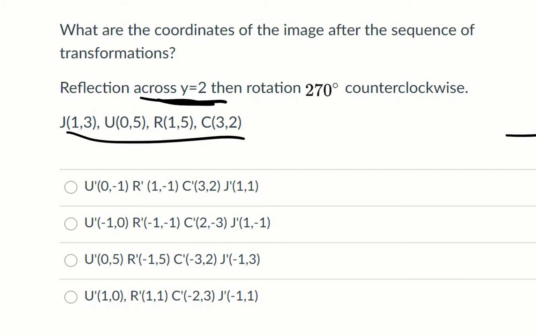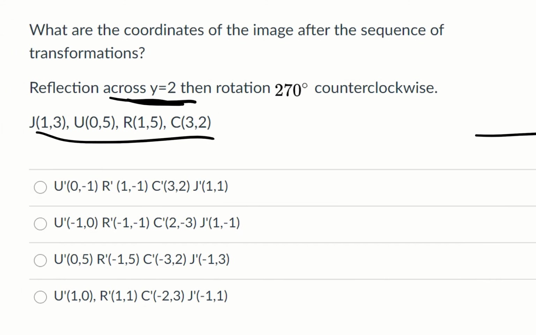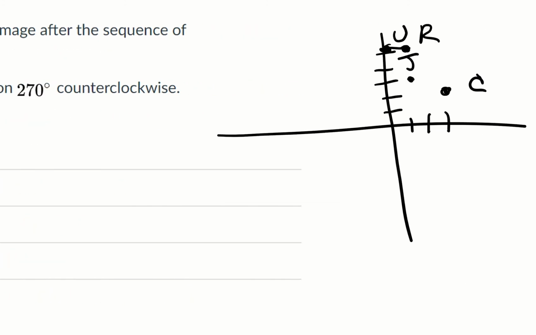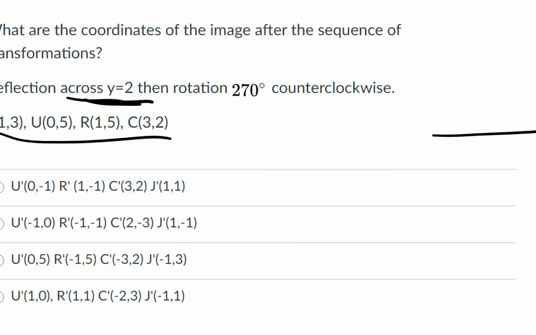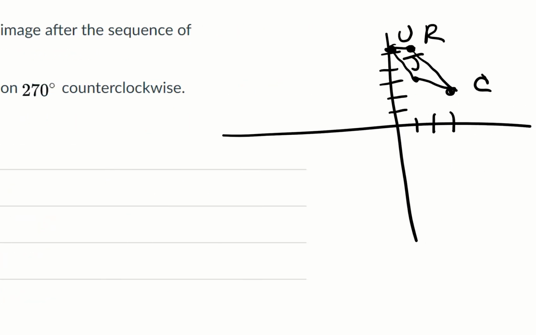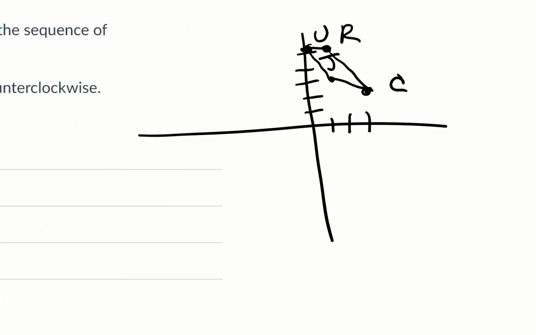Okay, so this is my figure here. And so we're going to reflect that across y equals 2. So y equals 2 is a horizontal line that looks like this.